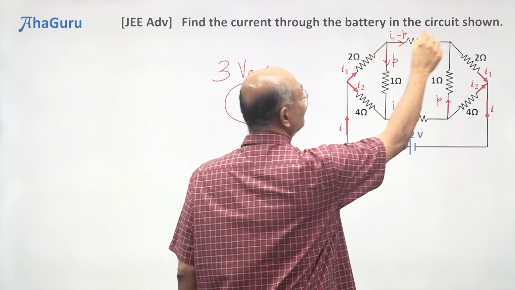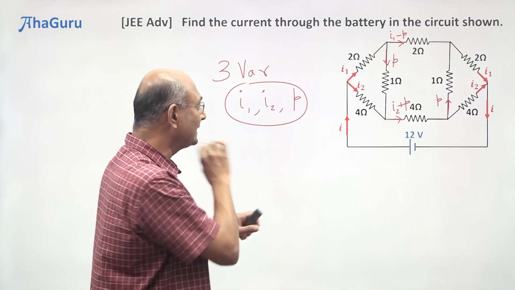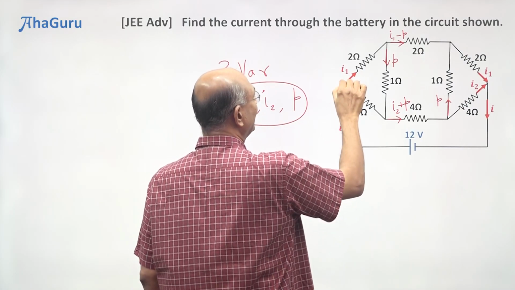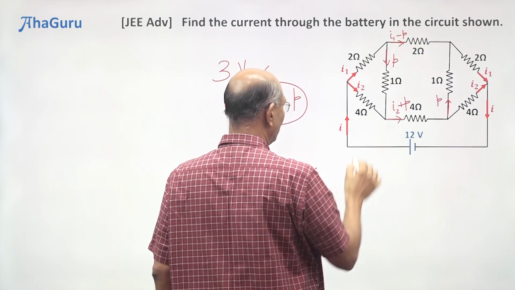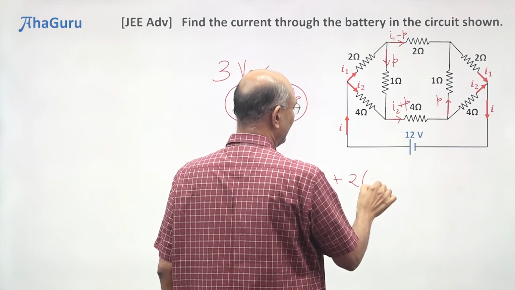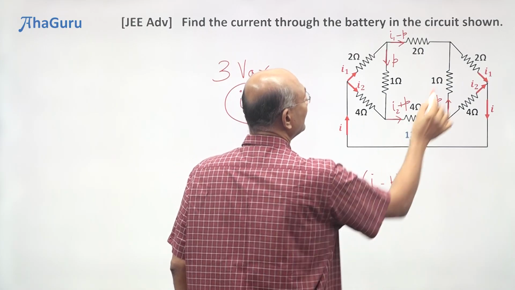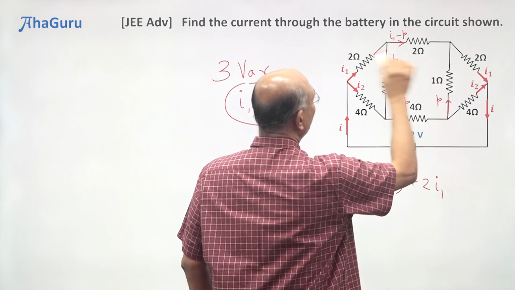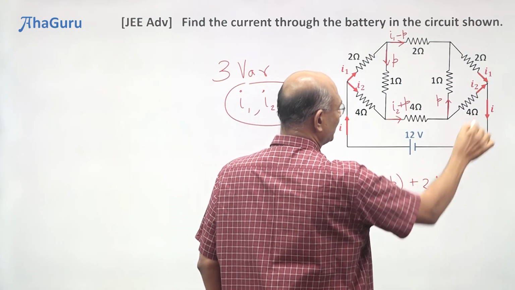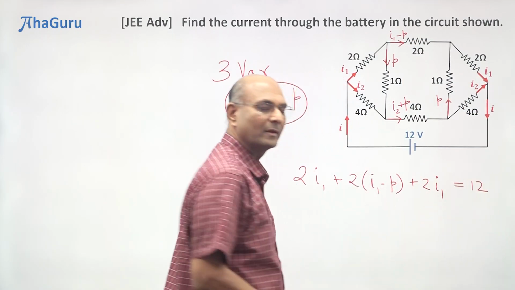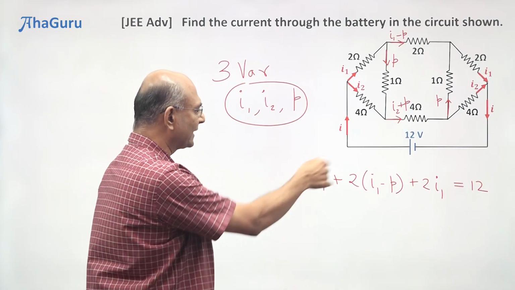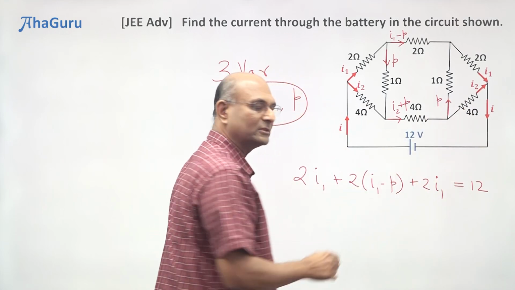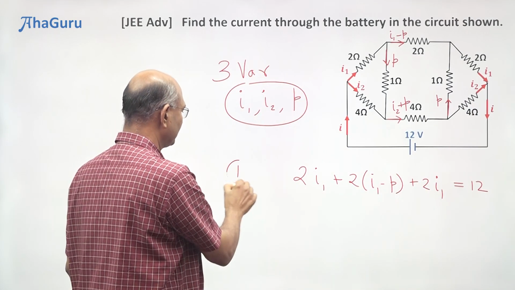One equation is to write for this loop. So you can write 2I1. I'm starting here. And then this is 2 times I1 minus P, and that is 2I1 again. So that is the potential drop from here to there. That must be equal to this potential drop, which is 12. Or you can write minus 12 equal to 0, but we can write it like this. So I'm writing the potential drop like this, and that is equal to potential drop 12. This is the first equation.